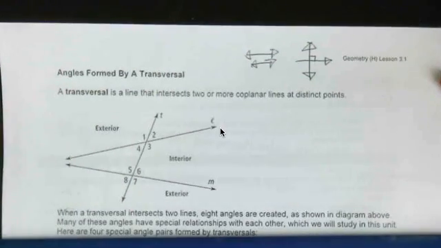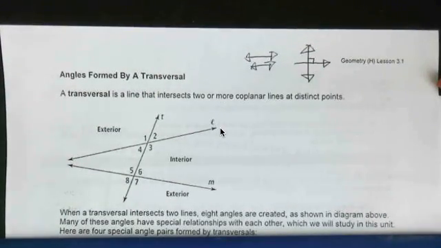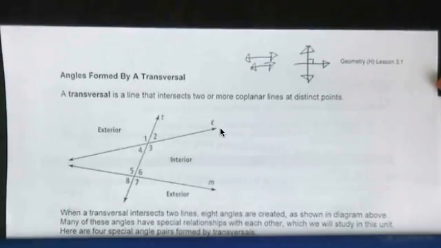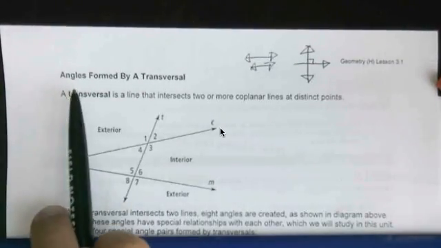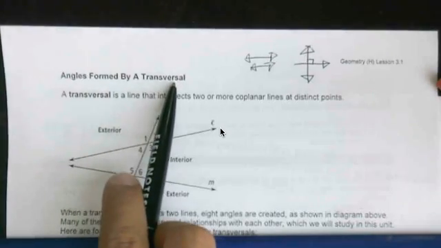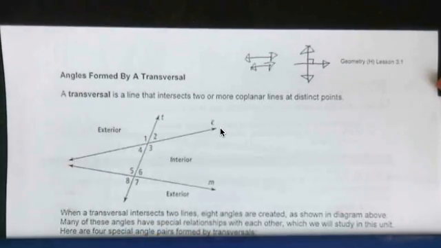We also saw skew lines where they're kind of in different sections and don't correlate with each other all that well, meaning that they're non-coplanar and they're not parallel and they don't intersect. So those types of lines are definitely important. As we start to move towards angles formed by a transversal, well, what exactly is a transversal?